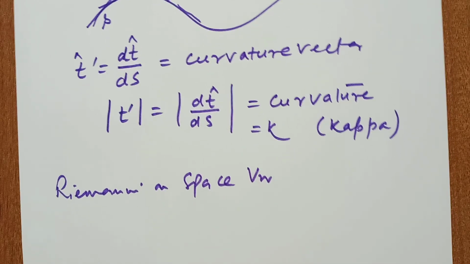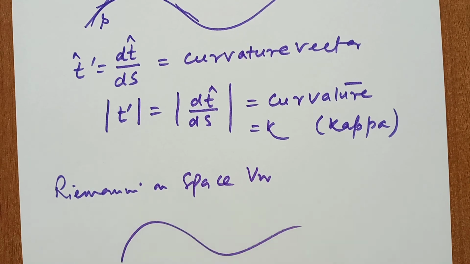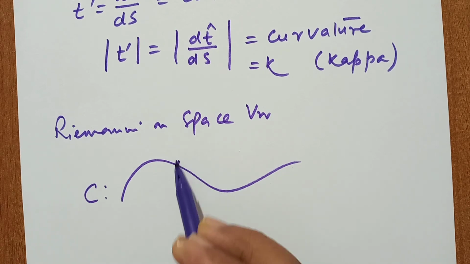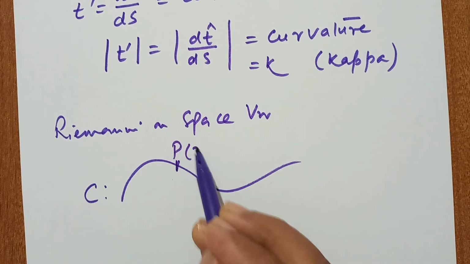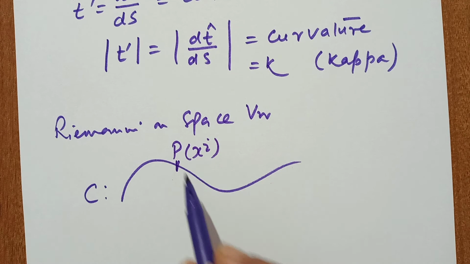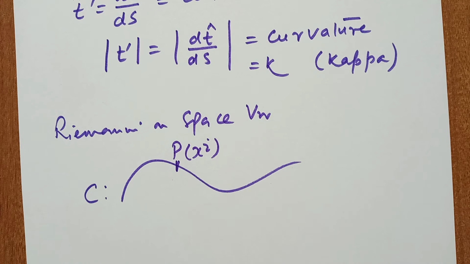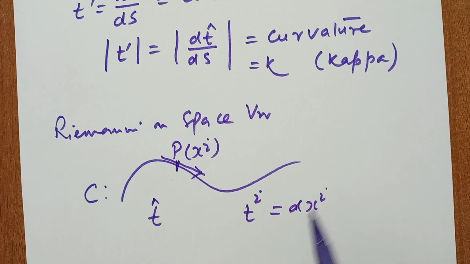In Riemannian space Vn, let C be a given curve, and let xi be any point. Suppose this is a point P, xi, on this curve in Vn. Then the unit tangent t to the curve has contravariant components ti equal to dxi upon ds.